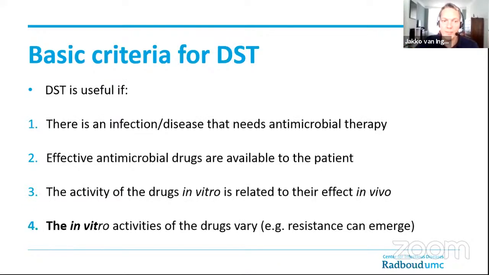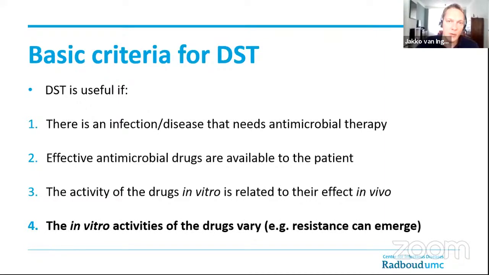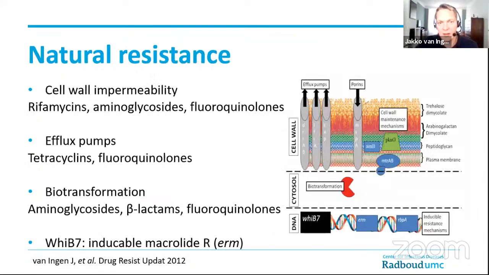Okay, so the last bullet on that list of basic criteria for DST is that the in vitro activities of drugs should vary. If they don't vary, you don't have to test because you already know the answer. And that is something that I think is not always appreciated in NTM, that a lot of susceptibilities are actually fixed. You know what the MIC for drug X will be. Generally, it will be very high.